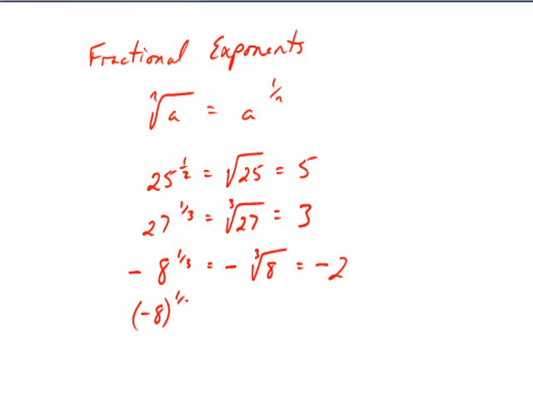If I would have written it like this, negative 8 raised to the 1/3 power, now negative 8 is inside the radical. Cube root of negative 8 would also give us a value of negative 2, but it's just coming about it a different way.